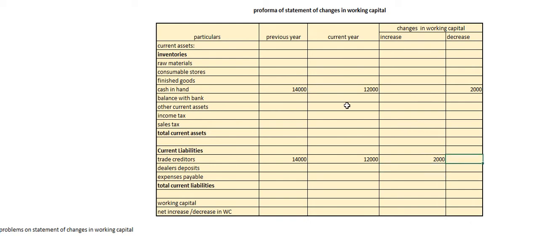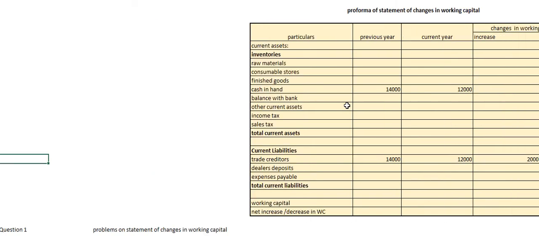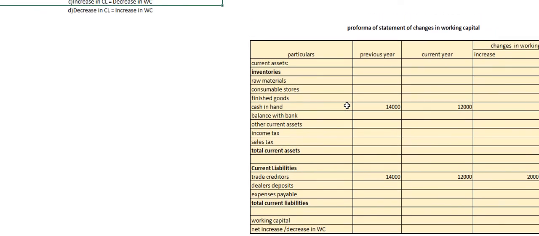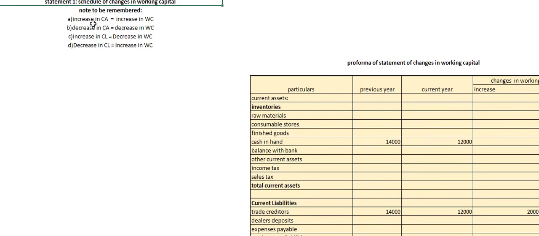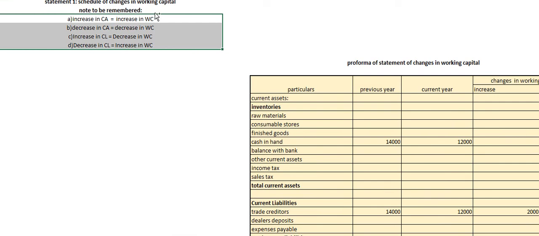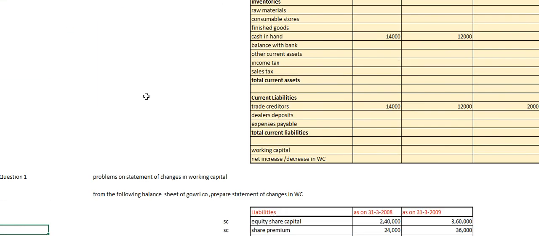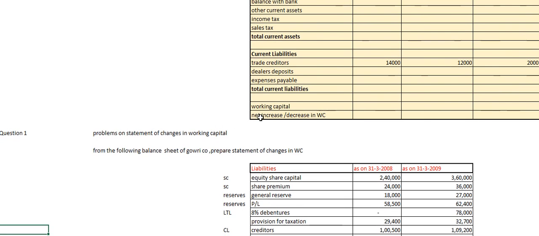So increase in current assets leads to increase in working capital, decrease in current assets leads to decrease in working capital, increase in current liability leads to decrease in working capital, and decrease in current liability leads to increase in working capital, which is very, very important to start off our problems on statement of changes in working capital. I again repeat, when there is a net increase, it will be shown as application of funds, and when there is a net decrease, it will be shown as sources of funds.